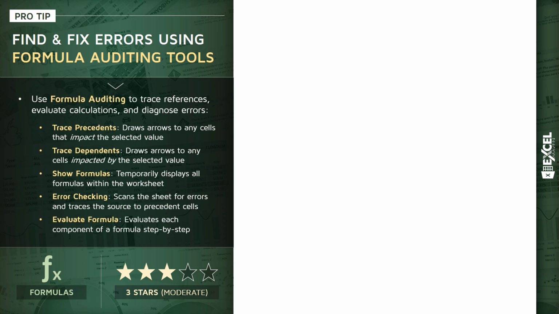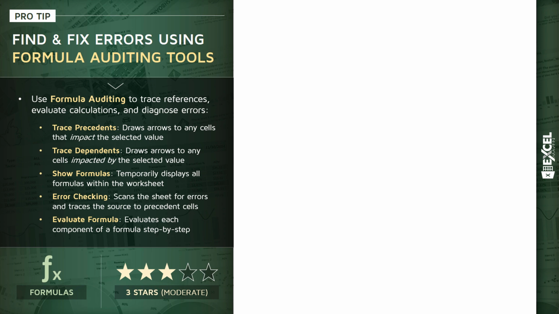This next tip is all about finding and fixing errors in your worksheet using formula auditing tools. Now in your Formulas tab, you'll find a group of individual tools under the Formula Auditing category that are designed to help you trace references, evaluate your formula calculations, and ultimately diagnose and fix any errors in your worksheet. So we're going to talk about all of these different options in this demo.